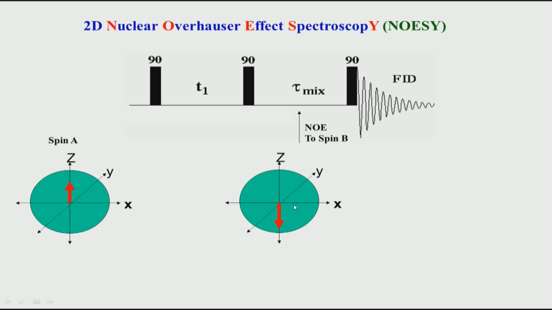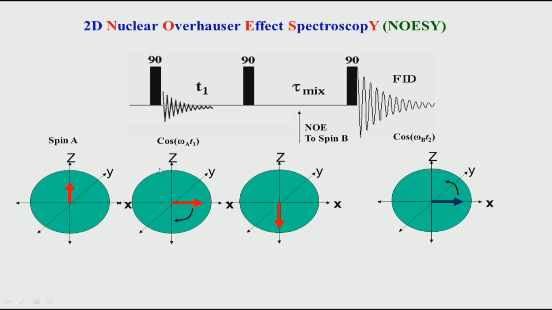This is not the same as saturation or irradiation. We are not irradiating a nucleus here; only RF pulses are applied. Okay. So, let us see how this works. You start from the first 90-degree pulse as always, and before this pulse the magnetization is along the z axis. Okay. So, now we apply this pulse.